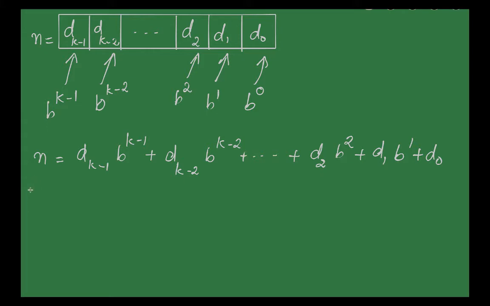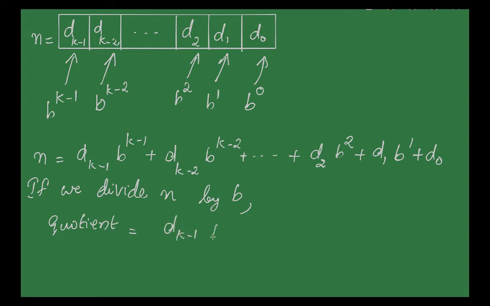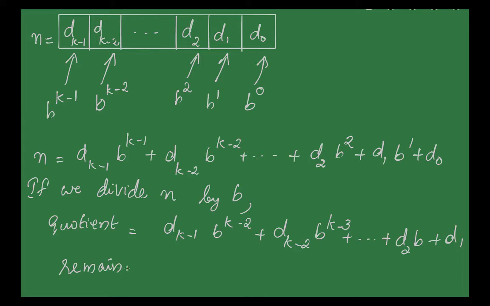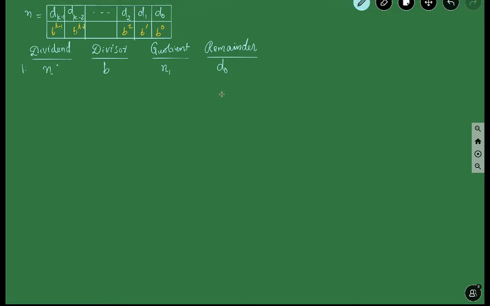What happens when we divide n by our base b? Then the quotient will be dk minus 1 b raised to k minus 2 plus dk minus 2 b raised to k minus 3 and so on, d2b plus d1, and the remainder will be d0. Thus, in step 1, we divided n by b and obtained some quotient, say n1, and remainder d0.